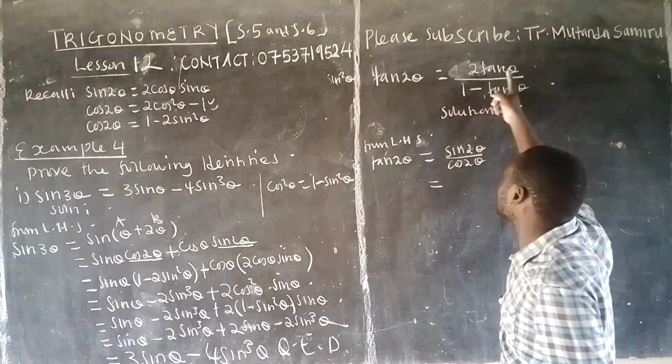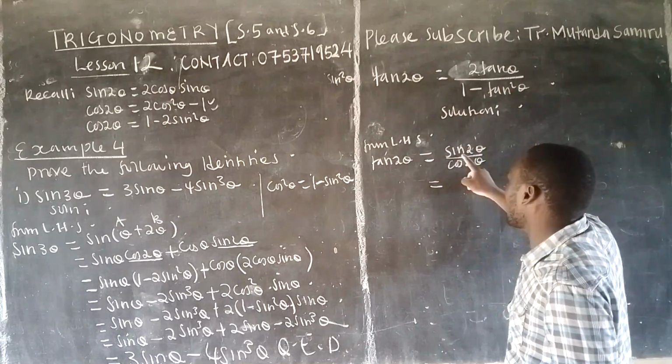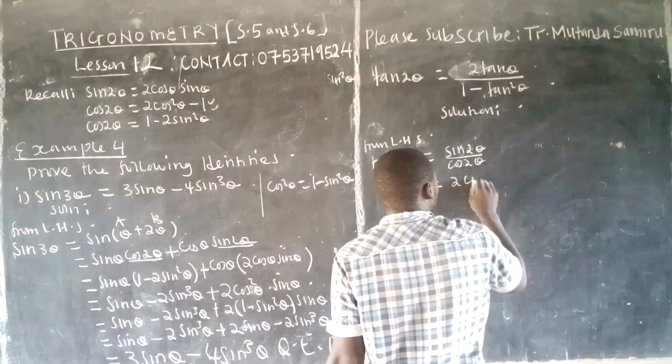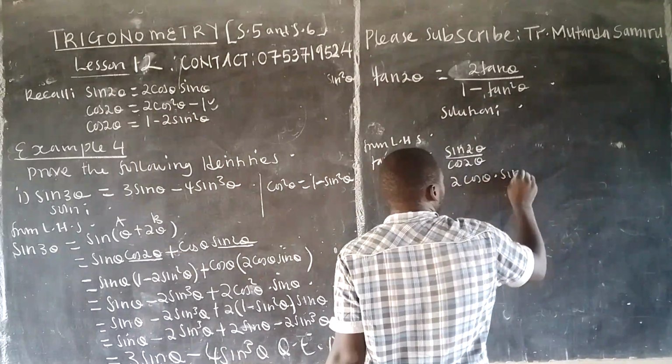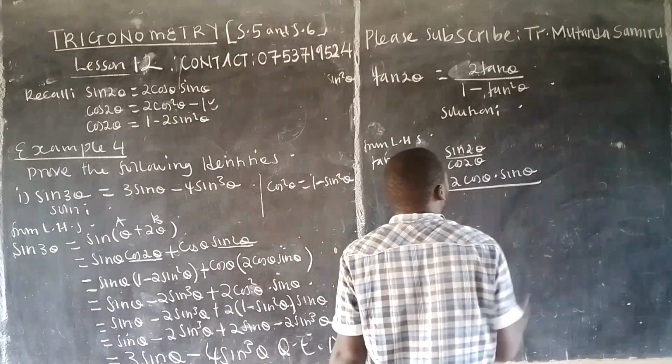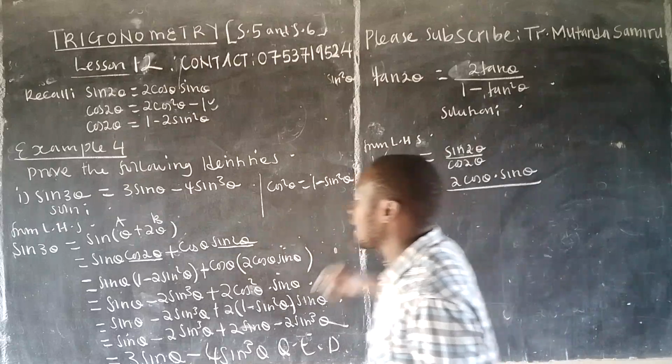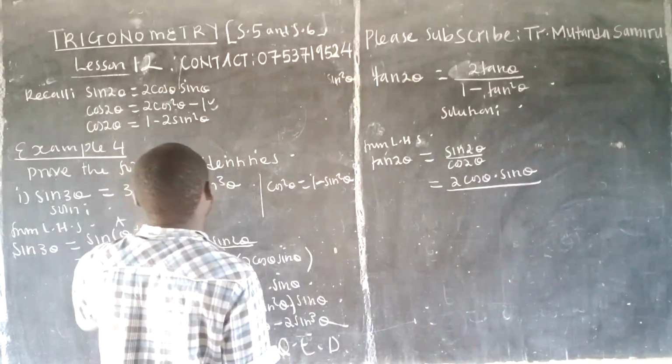This one has 2 theta, this one has only 1 theta. So I must call up this one using this. Sine 2 theta is equal to that. So therefore I will say 2 cos theta sine theta over... Now down here, cos 2 theta, which identity can I use?